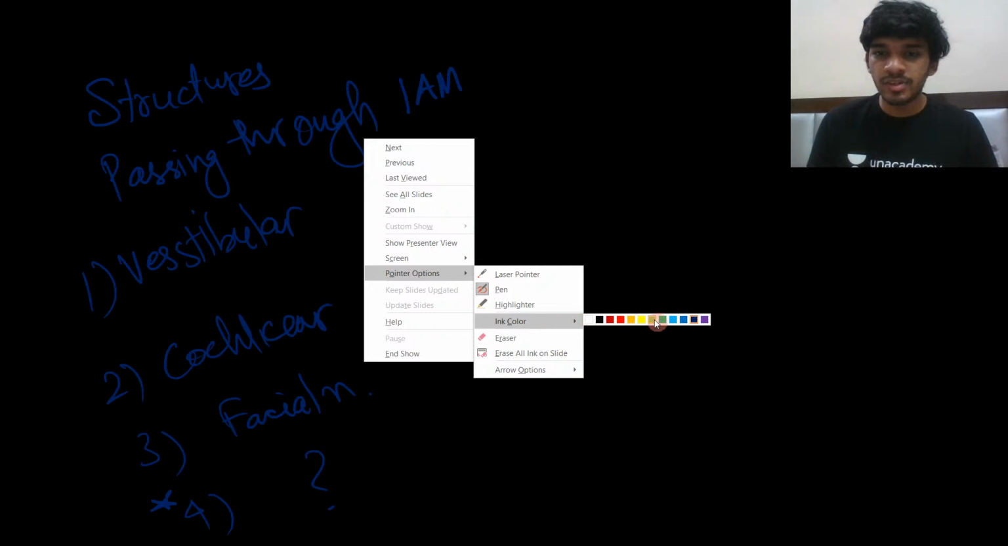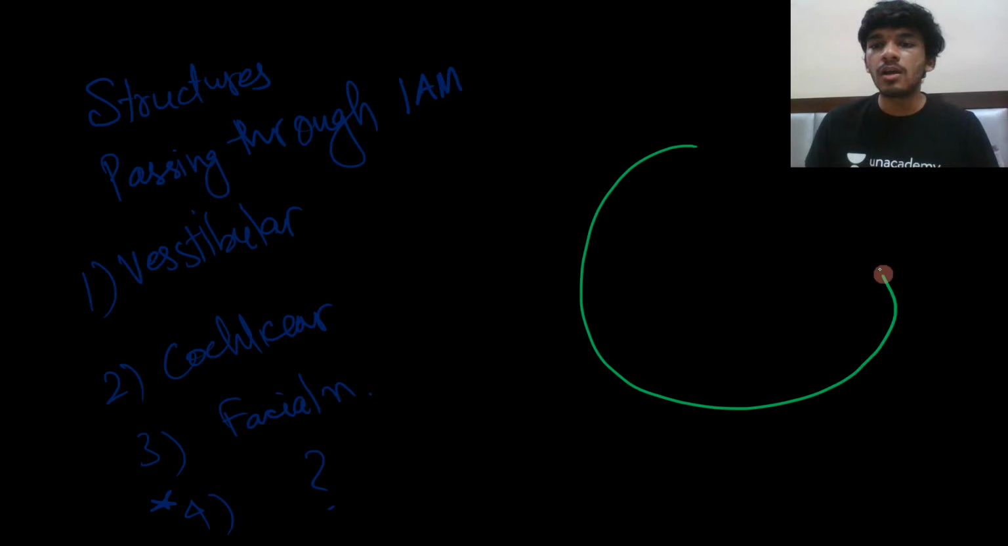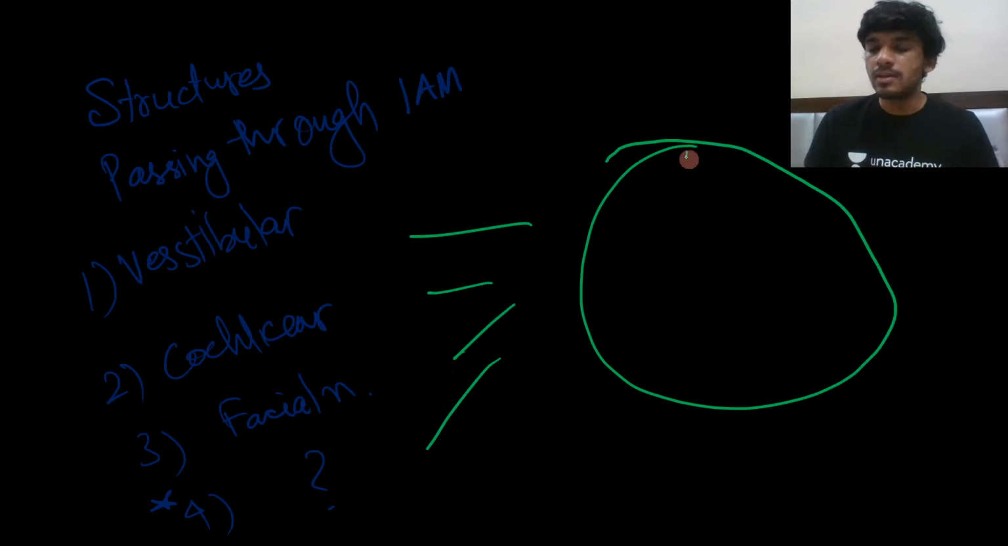So let me take a different color. Let me just take this green color. So imagine this is your internal acoustic meatus, right? It has these four contents. Now what are the nervous relations of these contents? So there is basically, I will divide it into four.